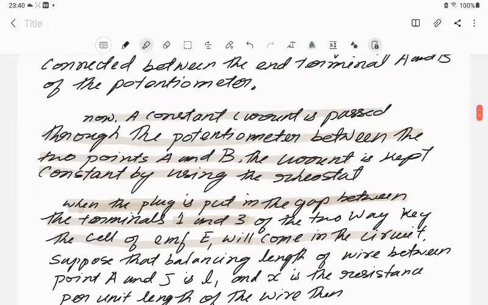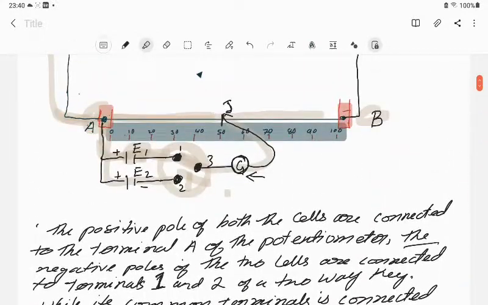Now after connecting switch 1 and 3, we have to slide this jockey J over this wire, okay, to find a balance point. Balance point we will get when this galvanometer shows 0 deflection. Okay, sorry, here this should be connected to this one.